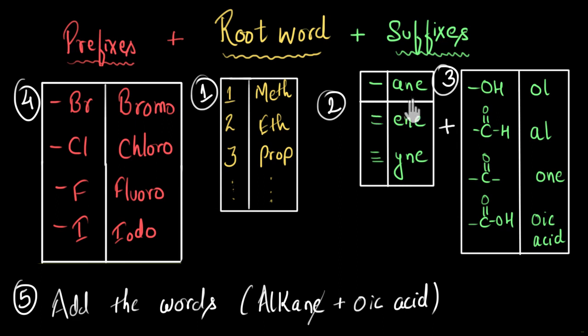Now if there are some oxygen containing functional groups, then you add these suffixes to the ane, ene, yne. And if there are any bromine, chlorine, fluorine or iodine functional groups, then you add these prefixes to the root word. Now the last step is that you add all of these words to make a meaningful name of the compound. Just be careful when you're adding these suffixes to the ane, ene, yne, the e's will get cancelled and then only you will have to add these suffixes.